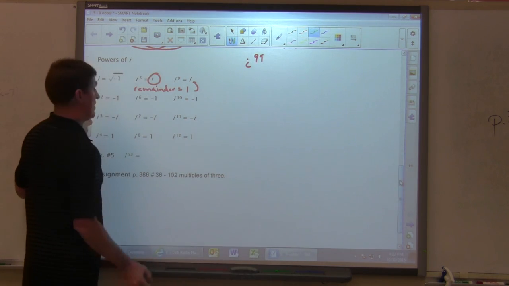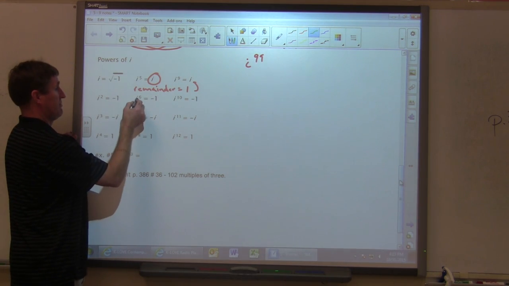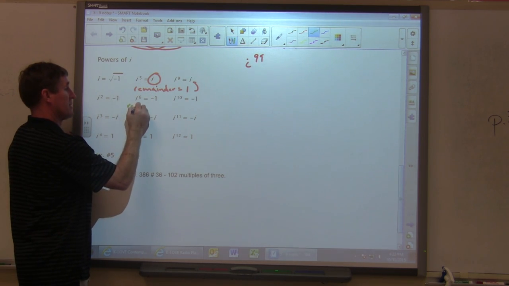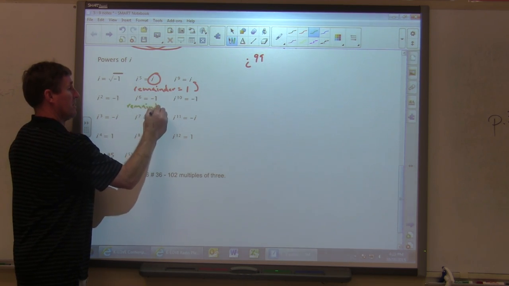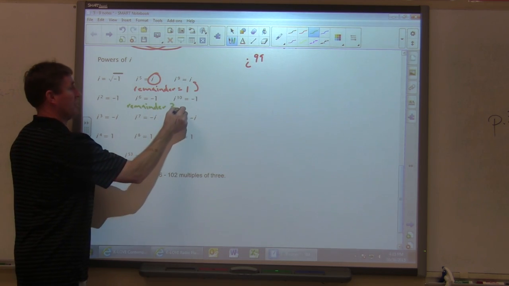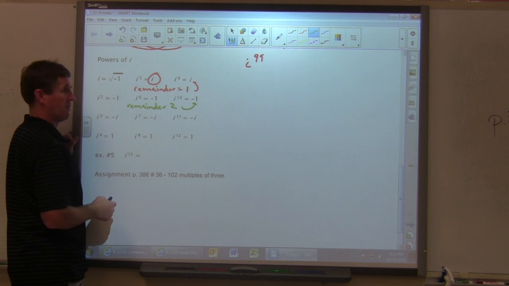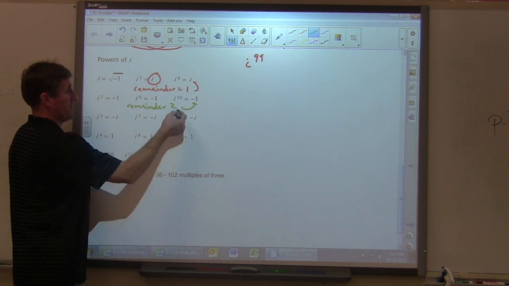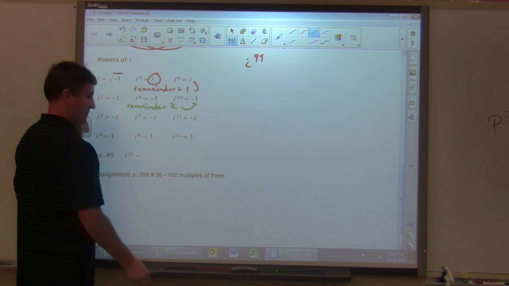If you divide by 4, 4 goes into 6 once, but now the remainder is 2. And so anytime the remainder is 2, it's negative 1. 4 goes into 10 twice with 2 left over, so the remainder is 2, so it's negative 1.